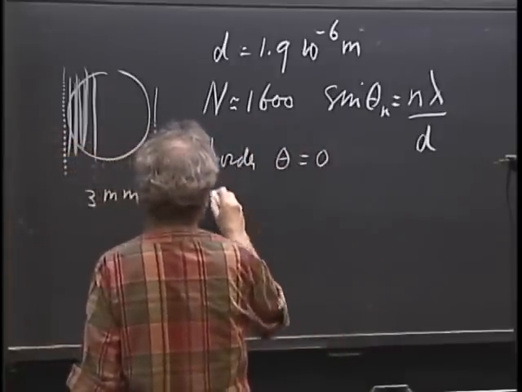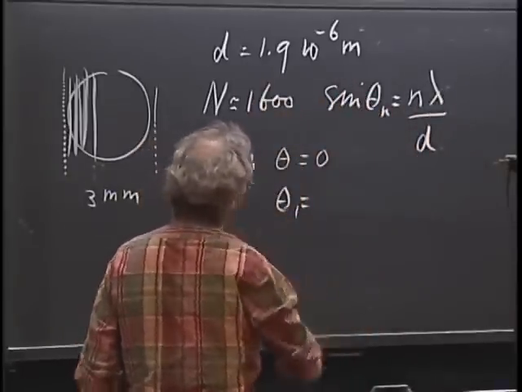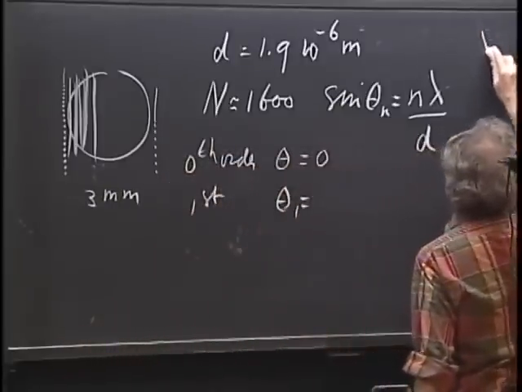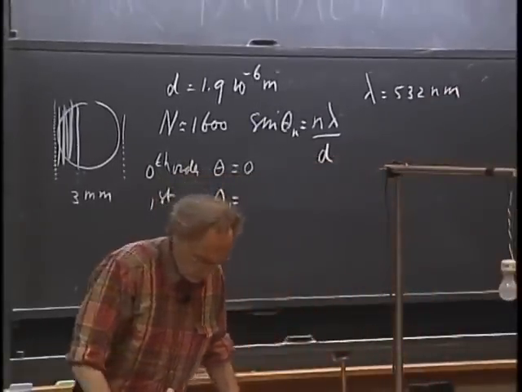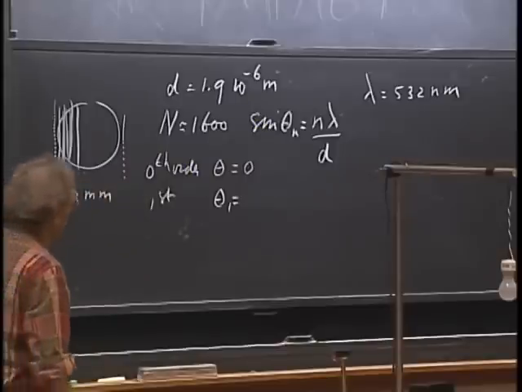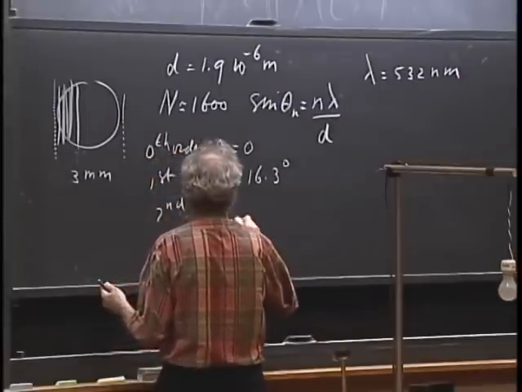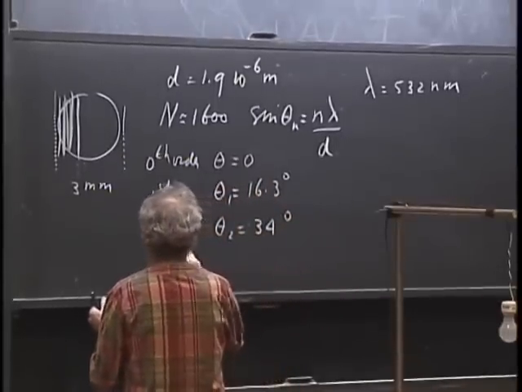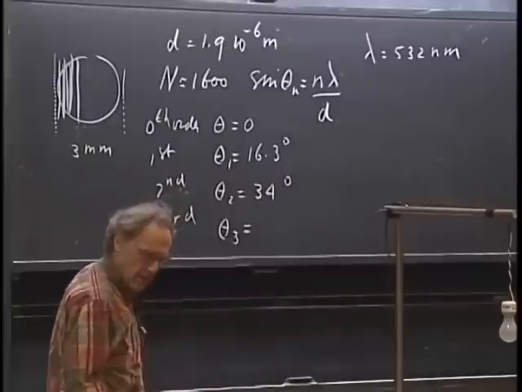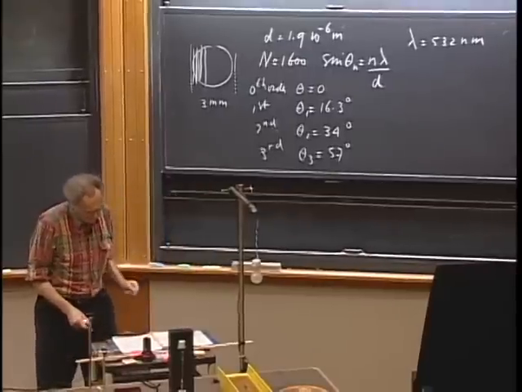Now, your first order is when the sine of theta 1 is lambda divided by d, and I can take my lambda, which in the case of my laser, I'll have to tell you, my lambda is 532 nanometers. It's green. And so I can calculate what theta 1 is, and I find 16.3 degrees. And then I can go to the second order, theta 2, for that color. It's different for different colors. And I find 34 degrees. And I can go to the third order, and I find theta 3 is then 57 degrees. And there is no fourth order. That would make the sine of theta larger than 1. So there are only zero order, and then there are first, second, and third order.